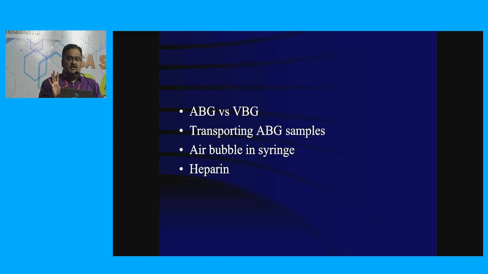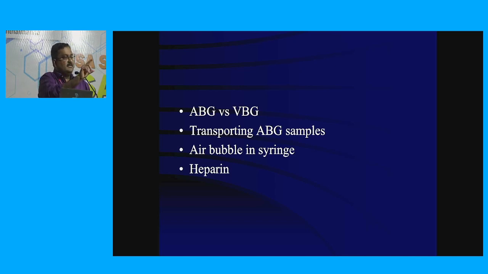Now transporting ABG samples. How will you transport ABG samples? Before transporting, the air bubble should be removed and it should be kept on an ice pack. Why do you want to keep it on an ice pack? WBCs are active and can metabolically utilize the oxygen. But this is only needed if you are going to have more than 20 minutes delay in doing the sample analysis.